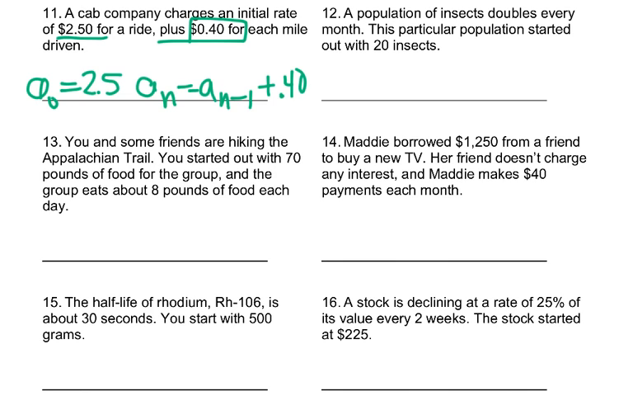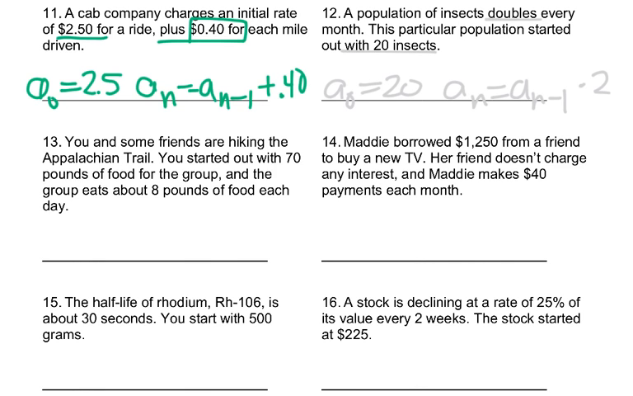Number 12, a population of insects doubles every month. This particular population started out with 20 insects. This one's pretty easy to see. We start with 20, right? So a sub 0 equals 20. And we're doubling, so a sub n equals a sub n minus 1 times 2.